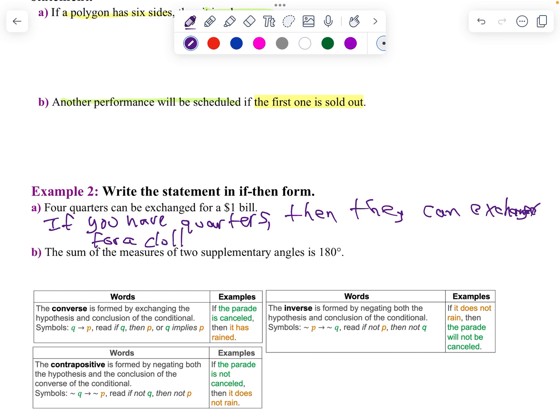Notice, it would have been right if I wrote it backwards. That is, if I have $1, then can it be exchanged for 4 quarters? Sure. Sometimes the order matters, sometimes it doesn't, and we'll take a look at that one.